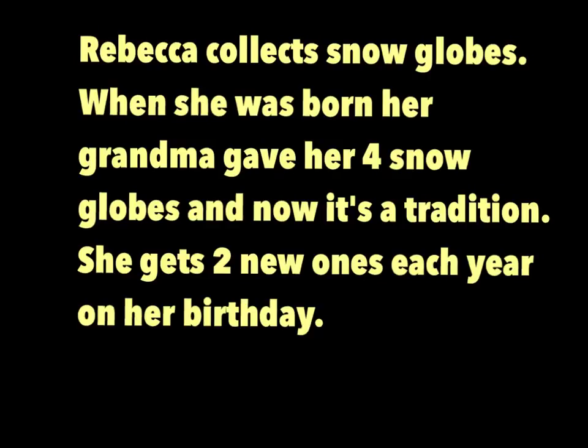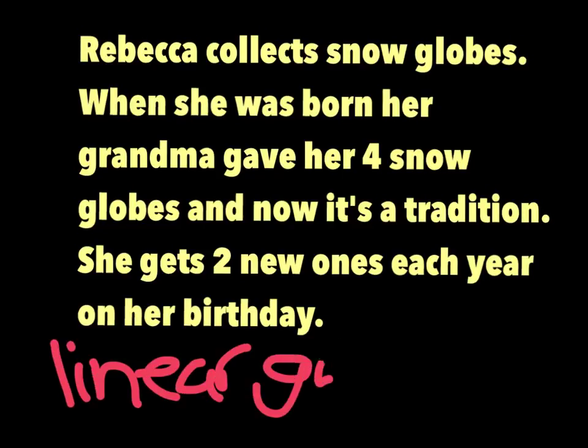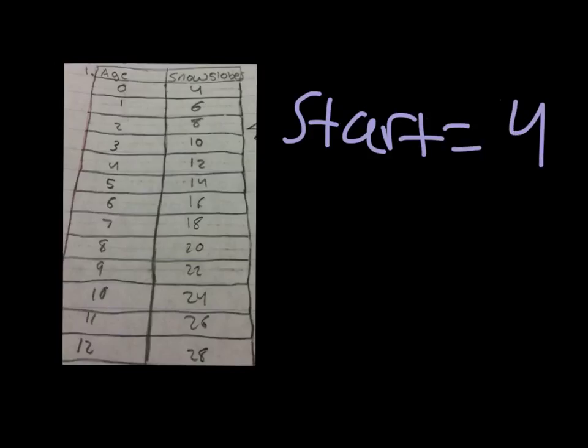Rebecca collects snow globes. When she was born, her grandma gave her 4 snow globes, and now it is a tradition. She gets 2 new ones each year on her birthday. This is a linear growth problem. When she is first born, she has 4 snow globes. So the start value would be 4, and each year she gets 2 more.